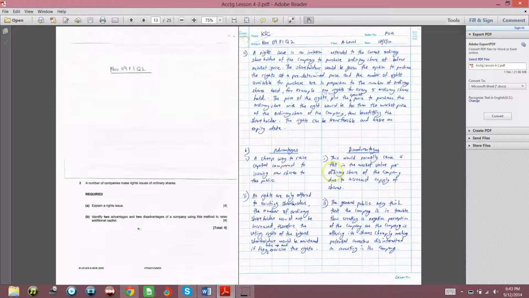Okay, disadvantages of rights issue. This would normally cause a fall in the market value per ordinary share of the company due to the increased supply of shares.